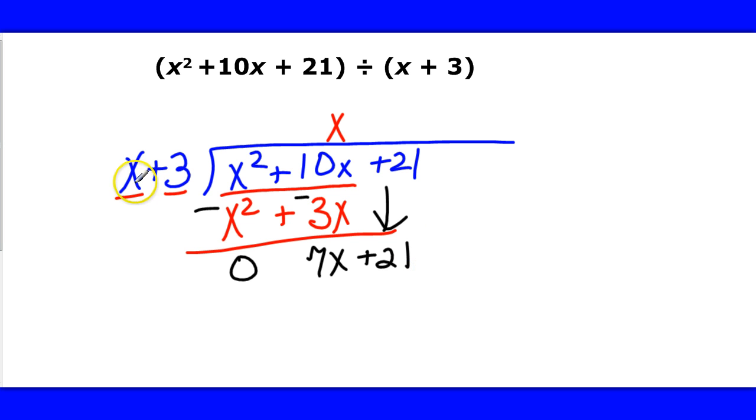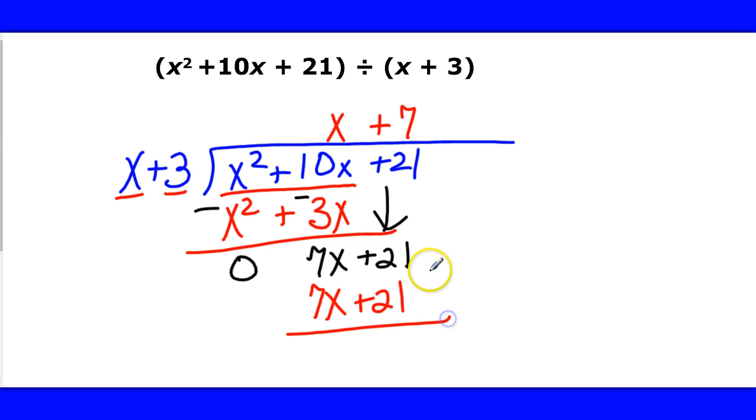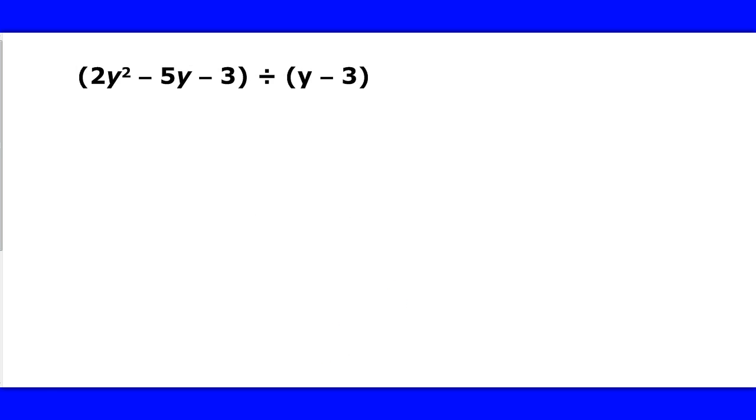Repeat the process. What times x gives me 7x? That would be a positive 7. 7 times x is 7x. 7 times 3 is a positive 21. Again, we're going to subtract these. That gives me a 0. That gives me a 0. Okay, so see how easy that is? Go ahead and pause the video and try this one.